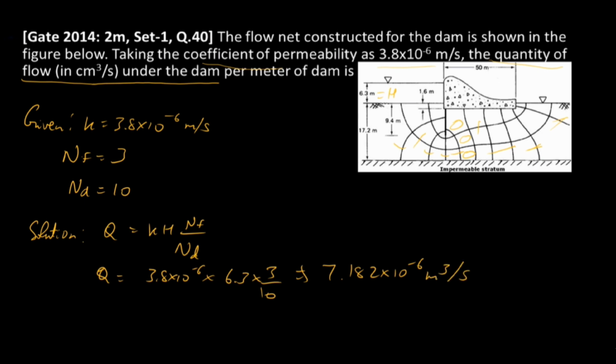meter cube per second. If you convert this into centimeter cube per second, then it will be 7.182 into 10 to the power minus 6 into 10 to the power 6 centimeter cube per second, which will be Q equal to 7.182 centimeter cube per second, since they have asked us to find it in centimeter cube per second.